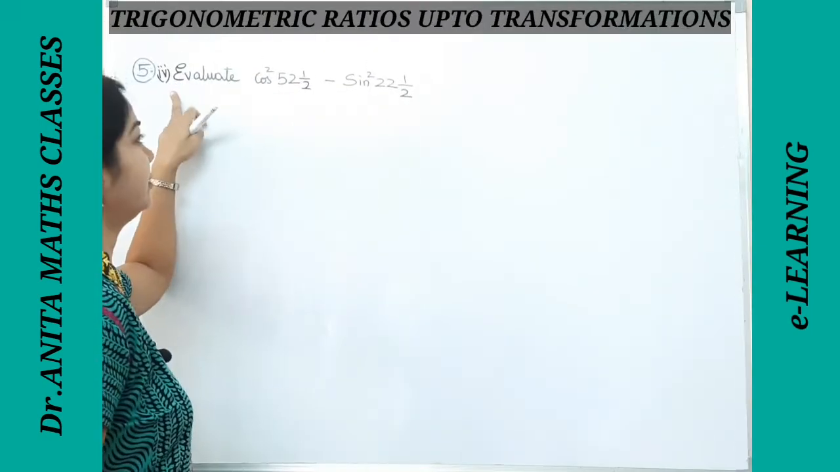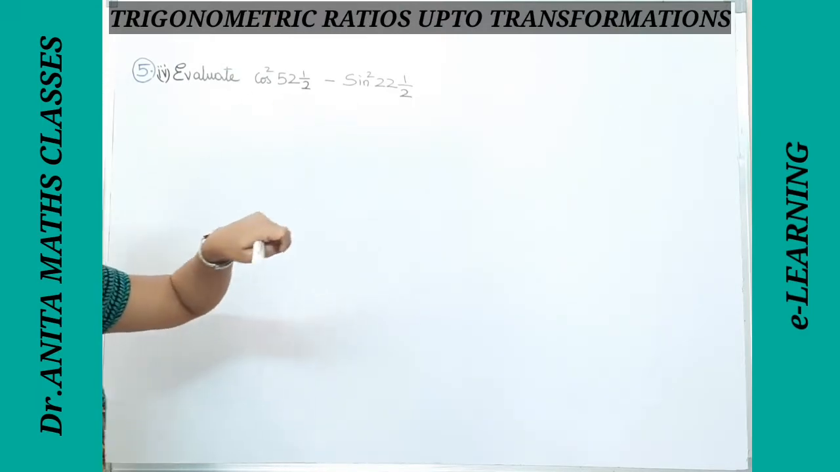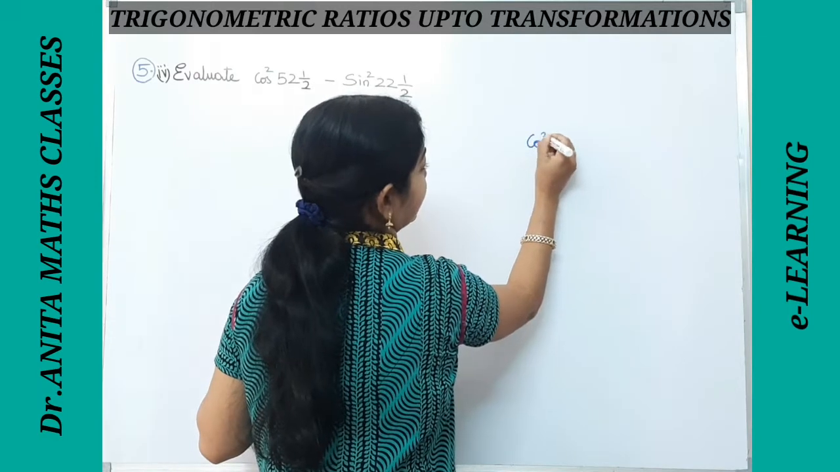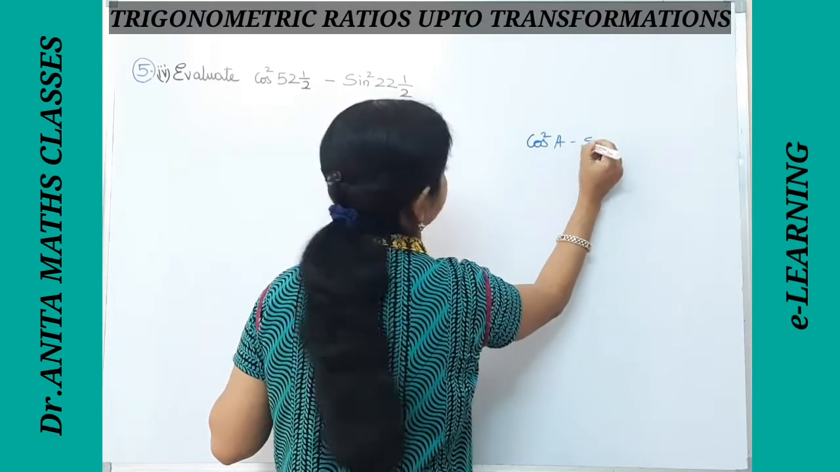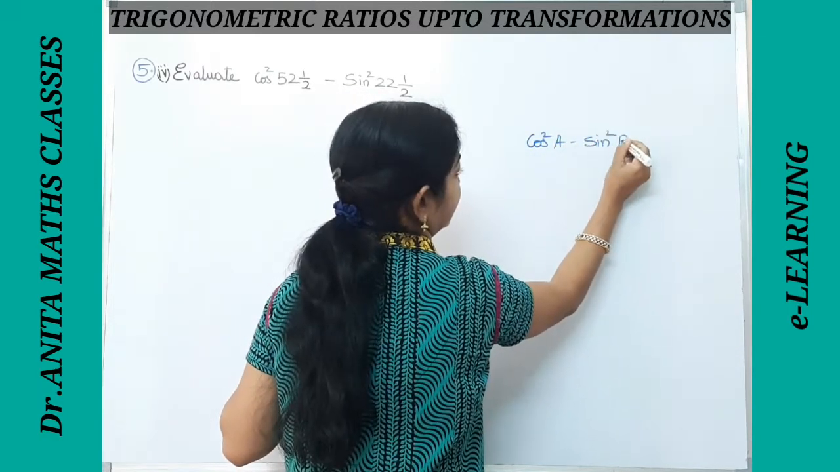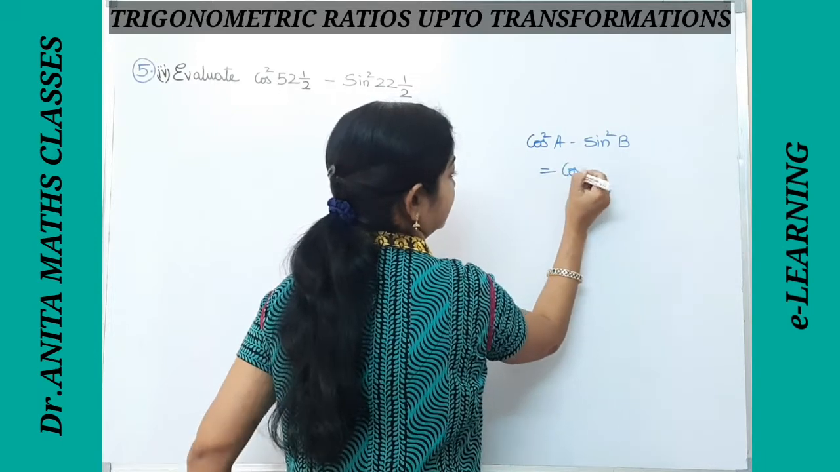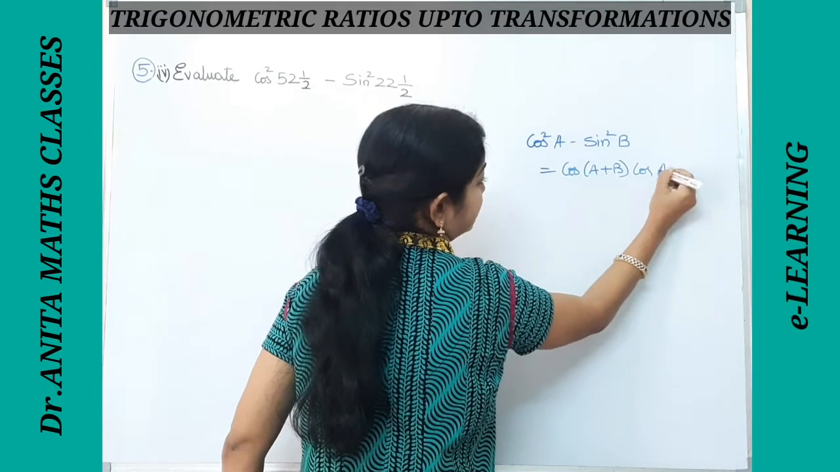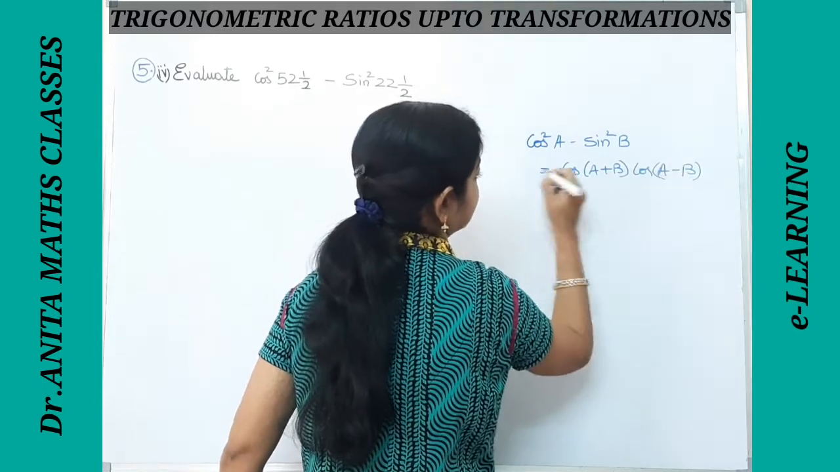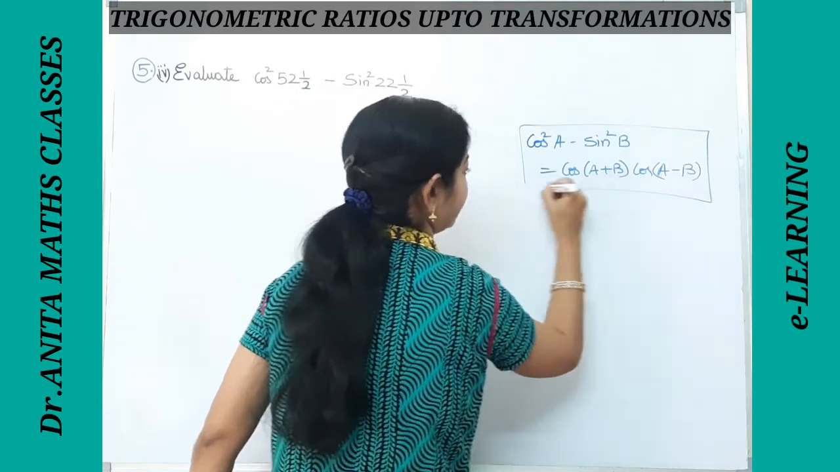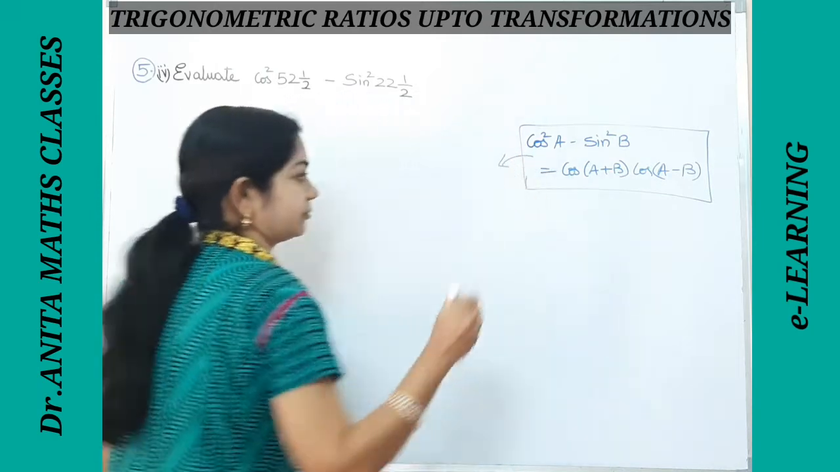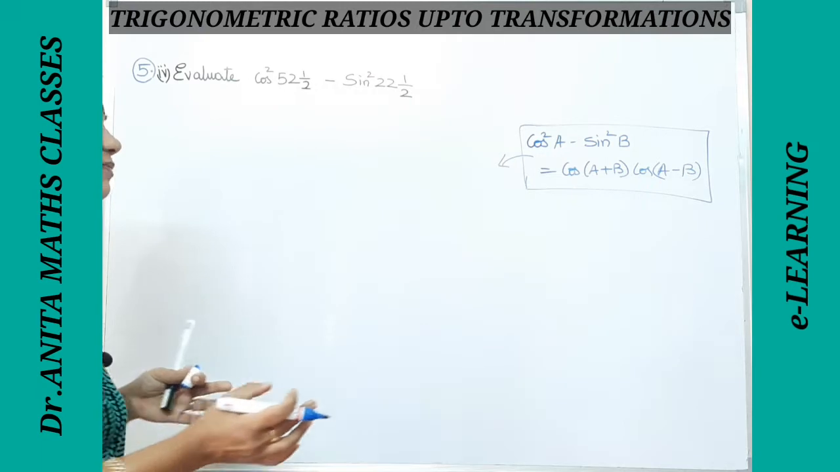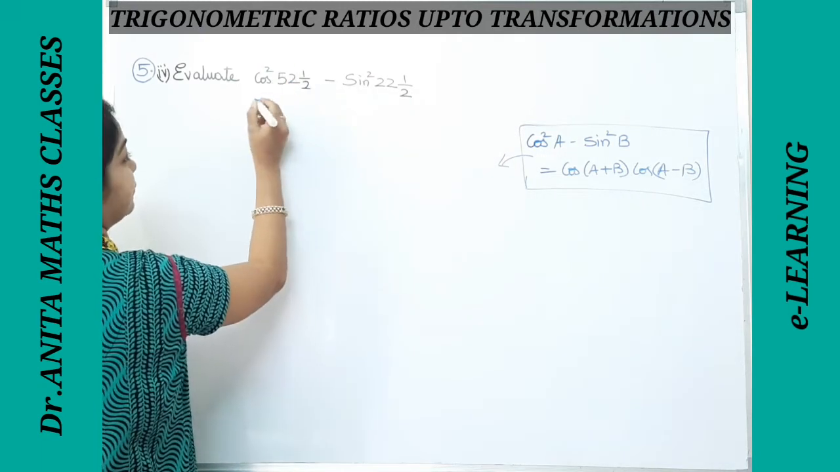The fourth problem is similar to the second bit only. The second bit we have done here, cos square A minus sine square B. Okay, the same one here, but the values are different, that's all. Cos A minus B is the formula. This we have used it, isn't it? This formula we have used in the second bit, the similar way, but we have done it in the decimal one. Let us do in the fraction form also.